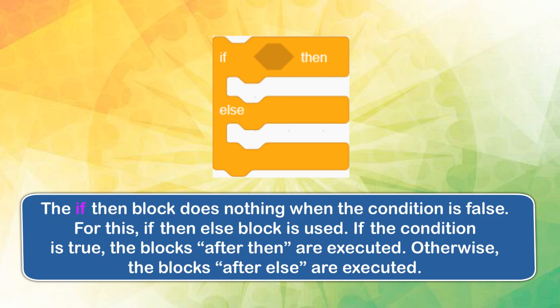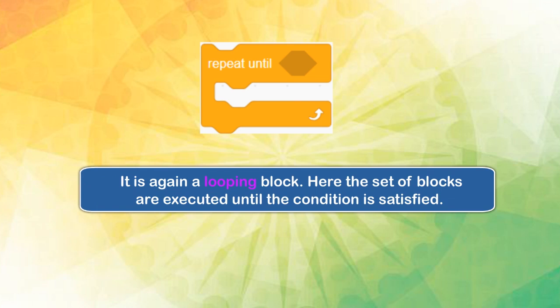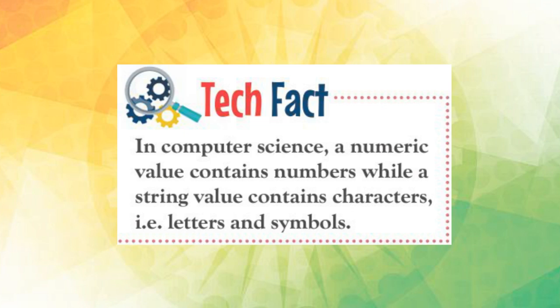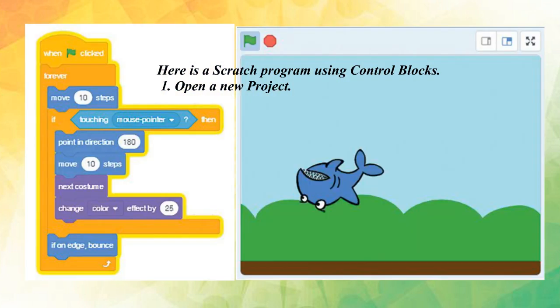If then else. The if then block does nothing when the condition is false. For this, if then else block is used. If the condition is true, the blocks after then are executed. Otherwise, the blocks after else are executed. Repeat until is again a looping block. Here the set of blocks are executed until the condition is satisfied. Tech fact. In computer science, a numeric value contains numbers while a string value contains characters, that is letters and symbols. Here is a Scratch program using control blocks.